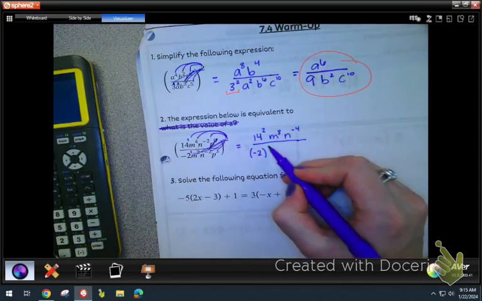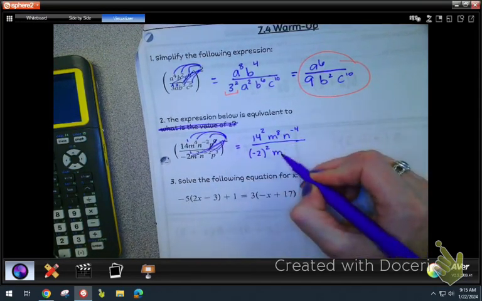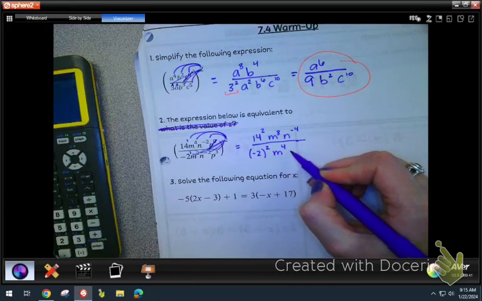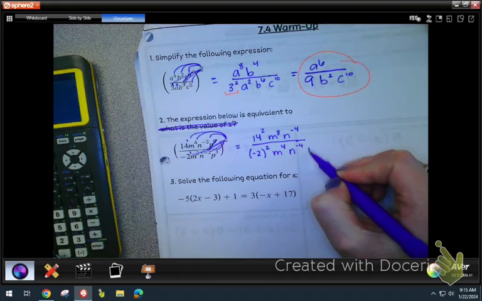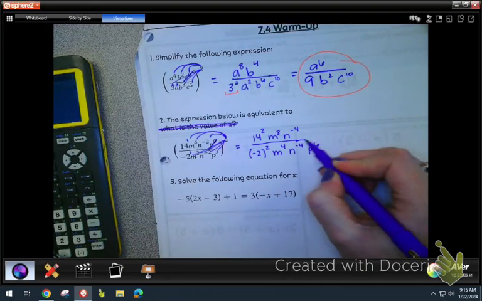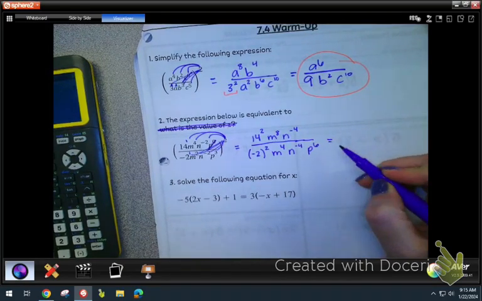And so this becomes 1 times 2 is 2. M to the 2 times 2 is 4. N to the negative 2 times 2 is negative 4 again. P to the 6th. So that's what I have just by bringing that in.